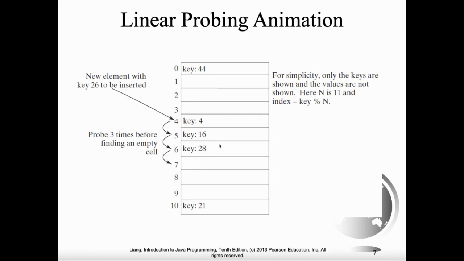Then we search inside 4, but it's not there. And then we go to the next one, and next one, and next one. And finally, we find it at 5 because we use linear probing. And so we have to linearly search for the 26.